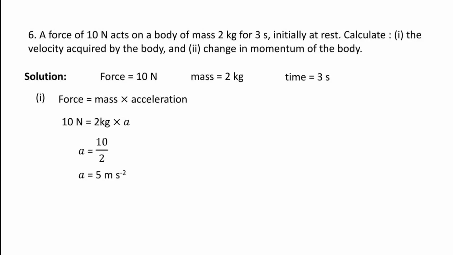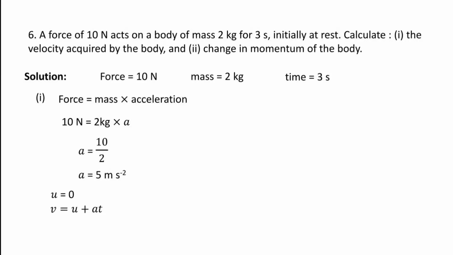Now, since the acceleration is 5 meter per second squared and initially the body was at rest, that means the initial velocity was 0. The time for which the force is applied is 3 seconds. So we can use the relation V is equal to U plus AT, where V is the final velocity, U is the initial velocity, A is the acceleration, and T is the time.